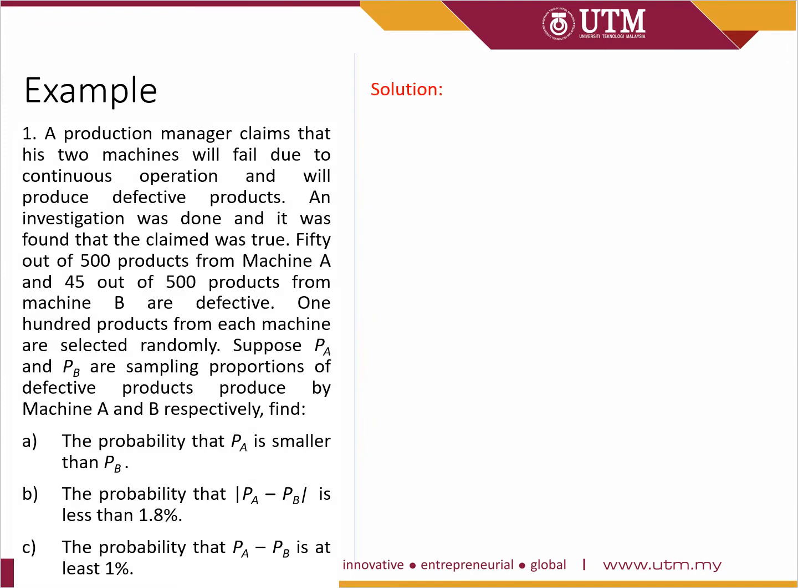Now let's try the first example. A production manager claims that his two machines will fail due to continuous operation and will produce defective products. An investigation was done and it was found that the claim was true. So 50 out of 500 products from machine A and 45 out of 500 products from machine B are defective. So here we have two machines. The first one is machine A and the second one is machine B.